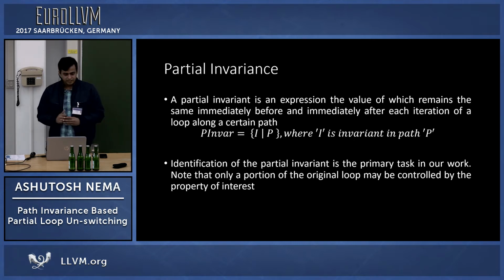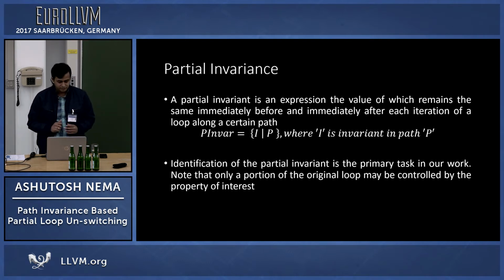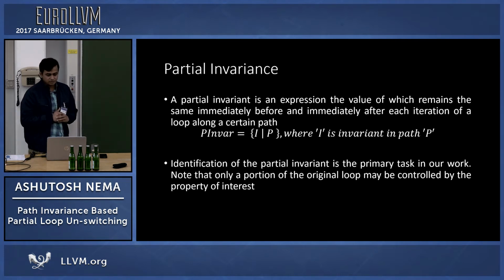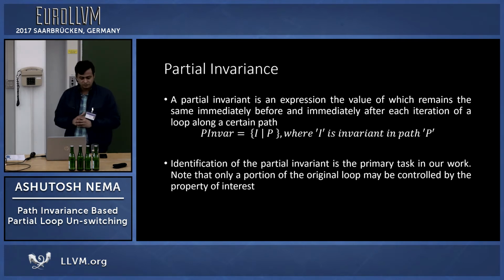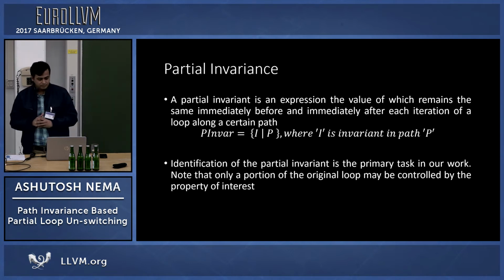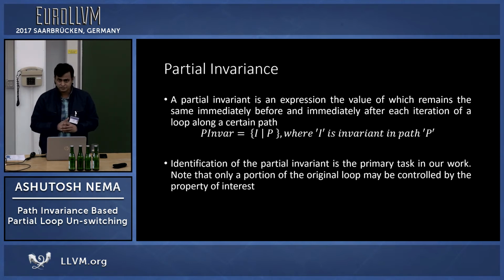A partial invariant is an expression, the value of which remains the same immediately before and after each iteration of a loop in a certain path. So here P invar is the partial invariant, where I is the invariant and P is the path where this condition is invariant. Identification of the partial invariant is a prime task in our work. Note that only a portion of the original loop may be controlled by the property of interest.